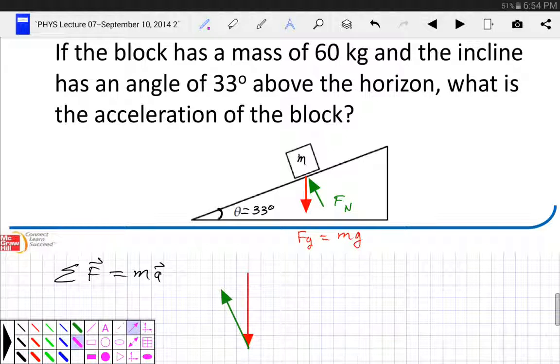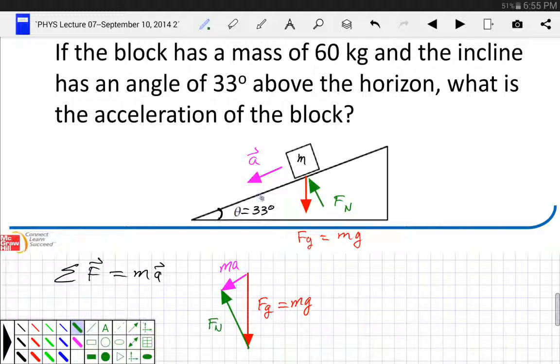Now, you got to think about this. What direction is it going to accelerate? It's going to accelerate down the slope. So that's my acceleration vector. So if that's my acceleration vector, then when I draw that here, I'm going to have a vector that goes like this. And so I can label these. This side here is ma. This side here is force of gravity equals mg. And this side here is force normal.